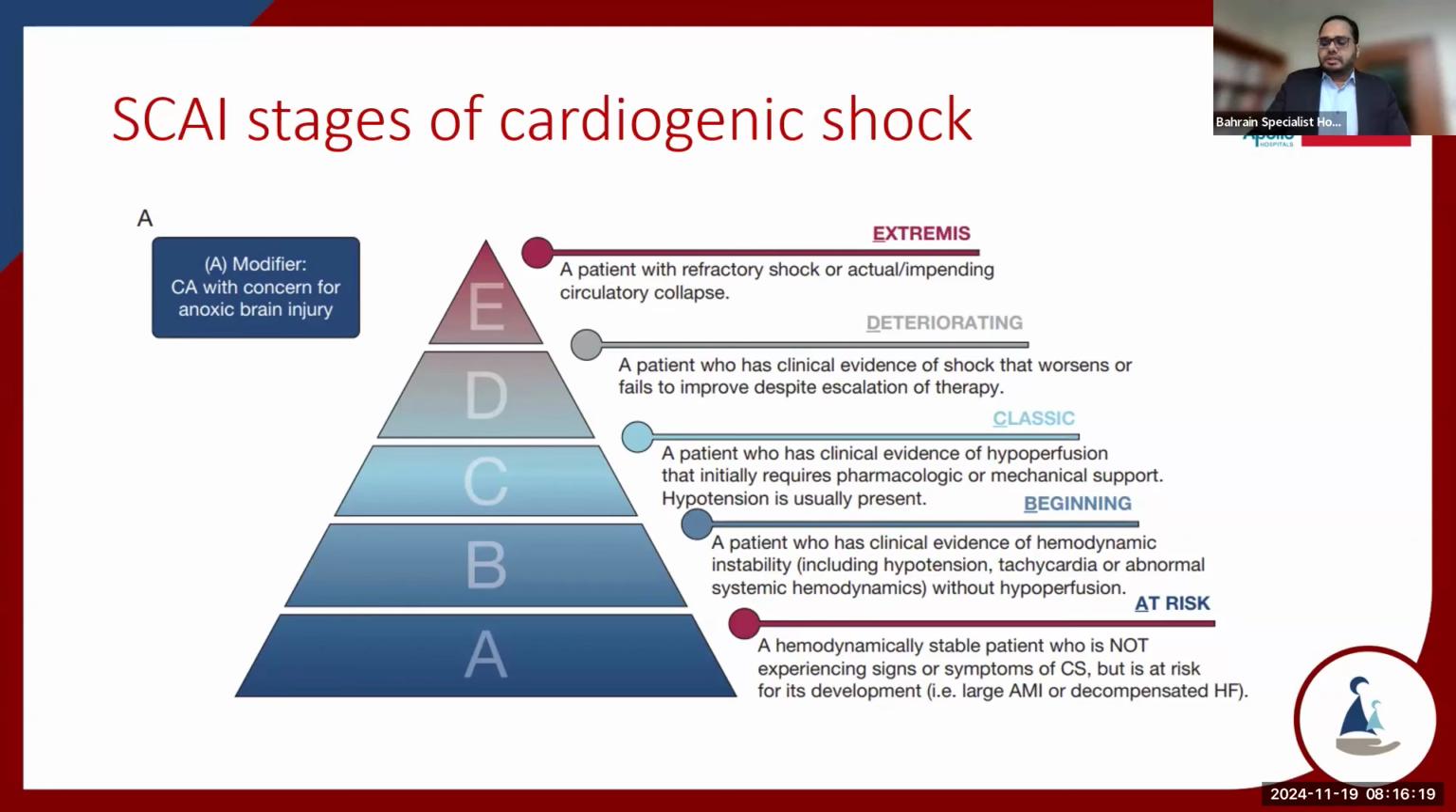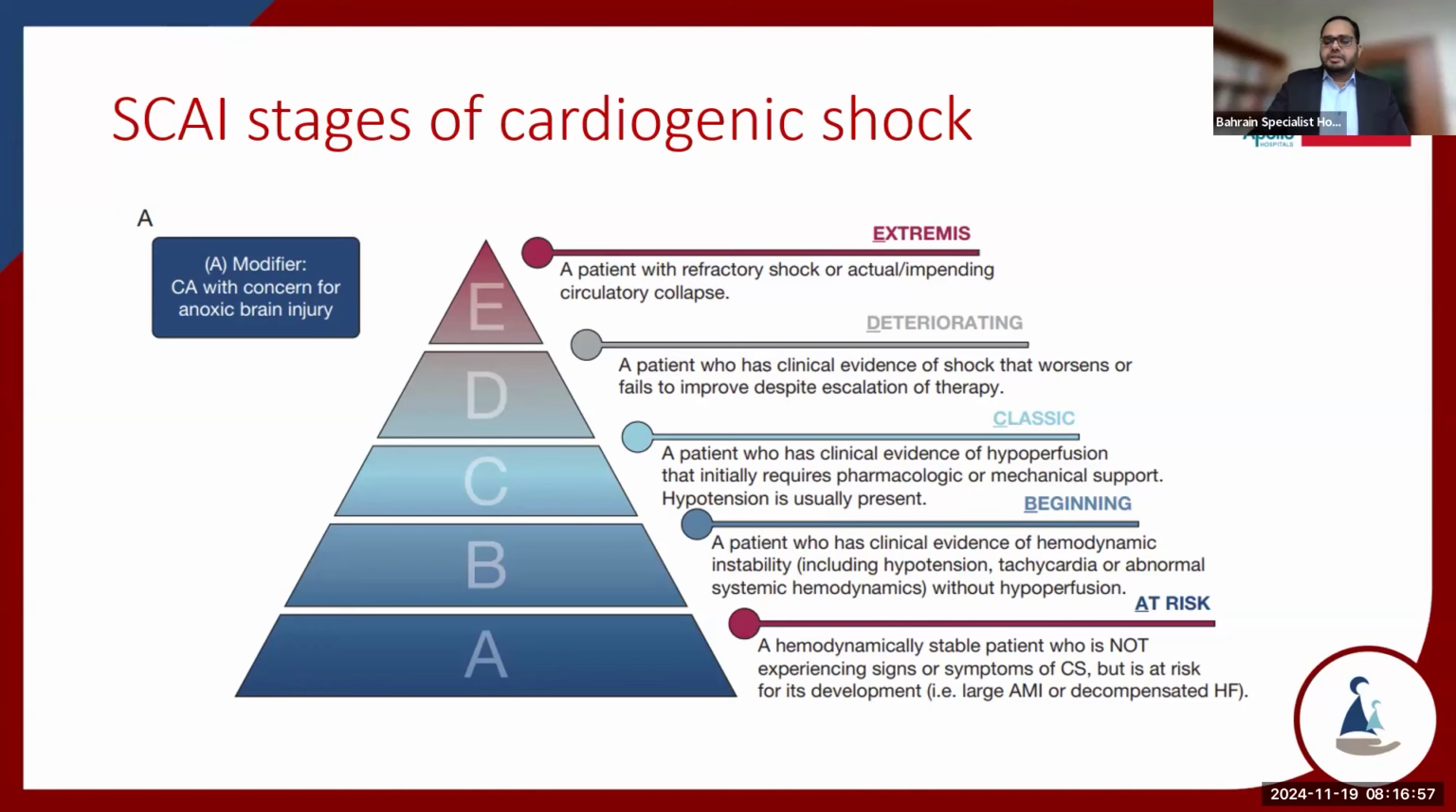B is the beginning of cardiogenic shock, wherein there is some clinical evidence of hemodynamic instability. You're finding blood pressure on the lower side, say 90, 95, tachycardia, heart rate more than 100, abnormal hemodynamics, but there are no signs of hypoperfusion yet. Capillary filling time is maintained, good distal pulses are maintained. So these patients are in the beginning stage of cardiogenic shock. In the classic cardiogenic shock, stage C, the patient has already developed clinical evidence of hypoperfusion, and that may require pharmacological or mechanical support, usually with hypotension. Then stage D is deteriorating.